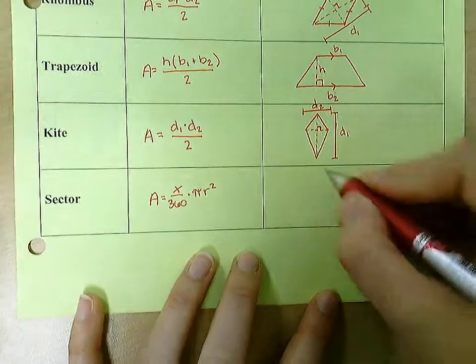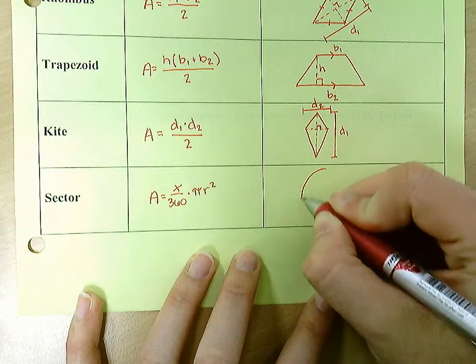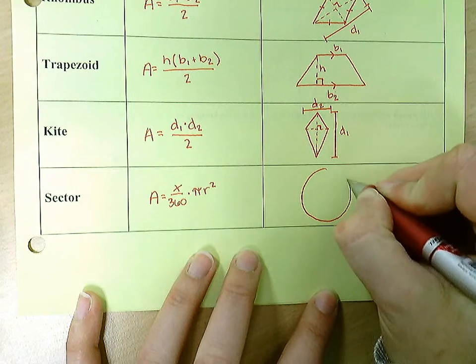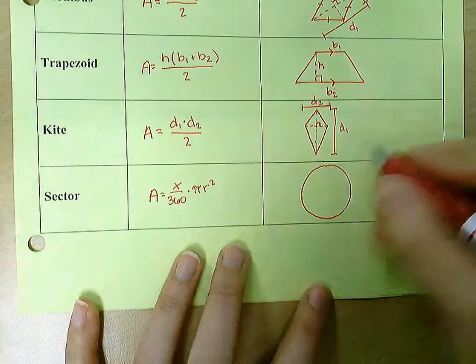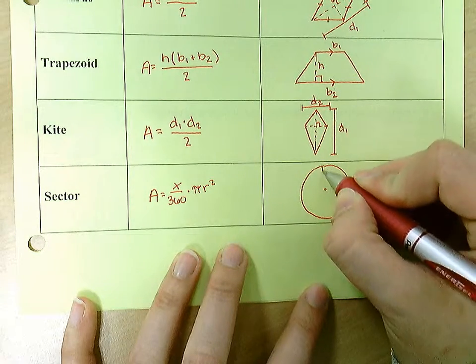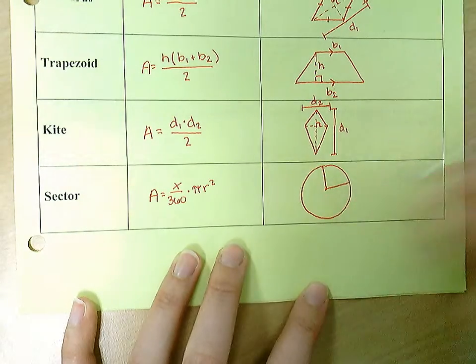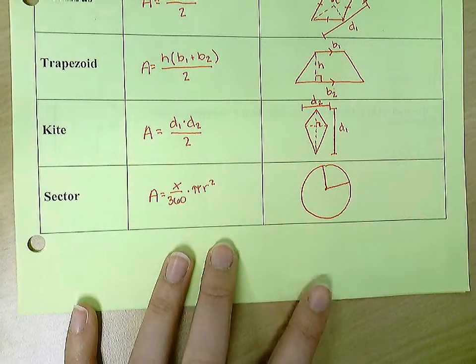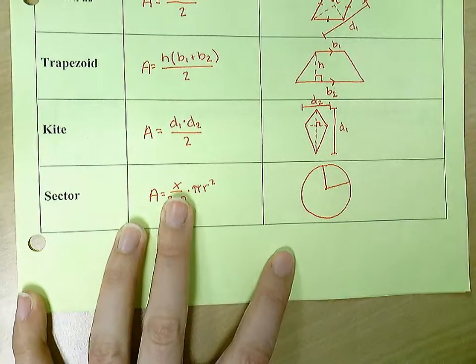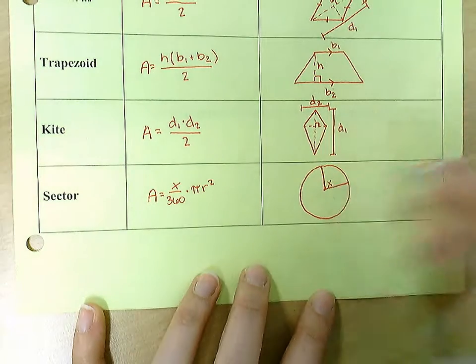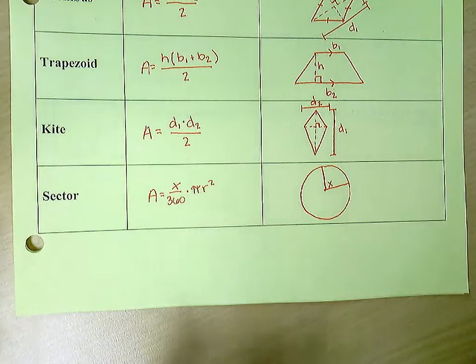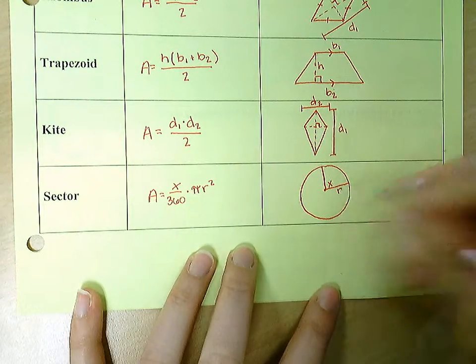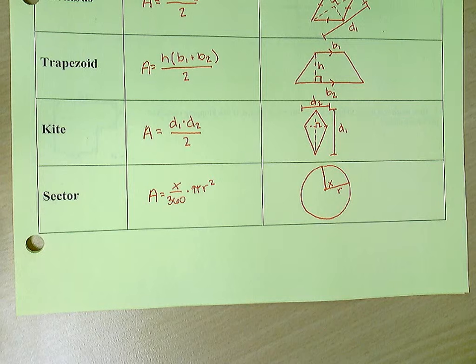So in our picture here, we need one piece of that circle. This x part is the central angle, the angle that's made up of that sector. And then r, again, is just your radius.